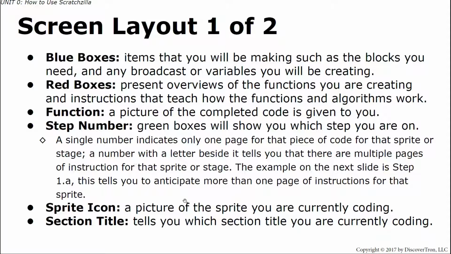That's also going to appear. It's going to be the completed code that's given to you. Keep that in the back of your mind. Then we'll also give a step number, a sprite icon, which is a picture of the sprite you're currently coding, and then we have the section title. This helps you stay on topic to make sure you're not accidentally programming a separate section that's not part of the section that you should be working on.